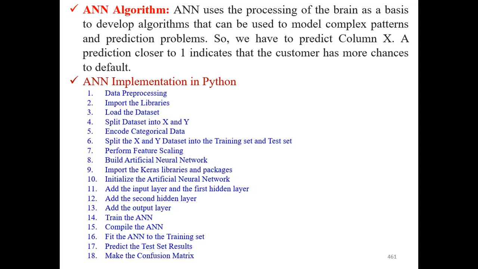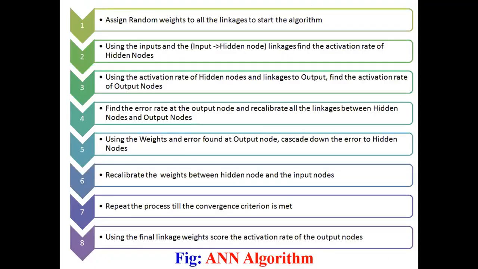Then encode categorical data, split the X and Y data set into the training set and the test set, perform feature scaling, build the artificial neural network, import the Keras libraries and packages, initialize the artificial neural network, add the input layer and the first hidden layer, add the second hidden layer, add the output layer, train the ANN, compile the ANN, fit the ANN to the training set, predict the test set results, make the confusion matrix in order to classify the accuracy. These are the ANN algorithm steps we are using.